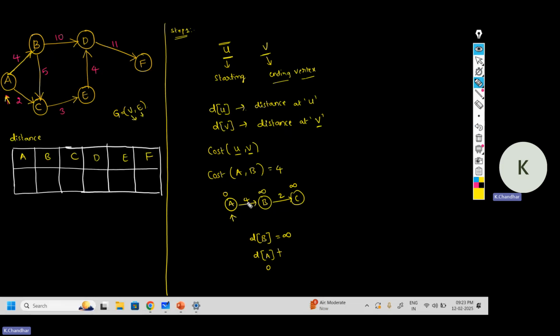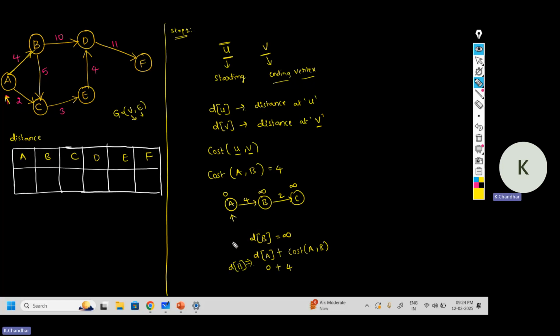How can I represent this 4? This is the thing I have written: the cost between A comma B. So this is also one of the paths available to reach B. What is the distance already available at B? Infinite. What is the alternative path available? The distance traveled up to A, and from A to B. If I sum these two, 0 is the previous distance at A and the cost A to B is 4. So this is also another new update of the distance to B.